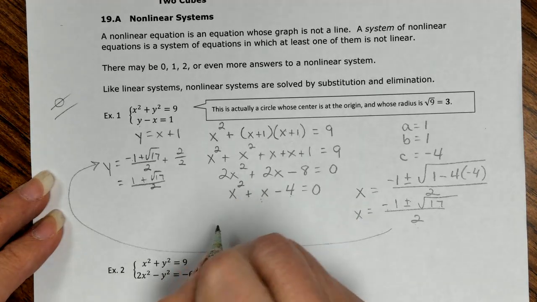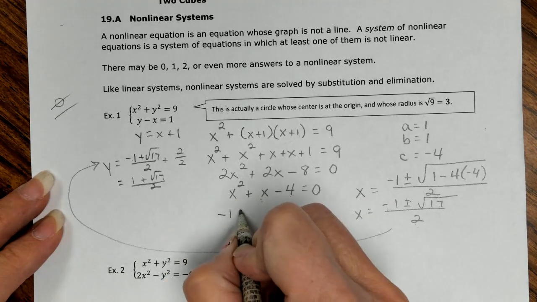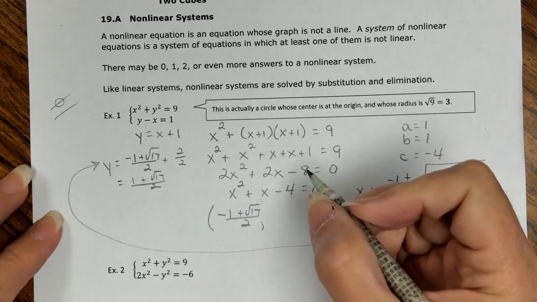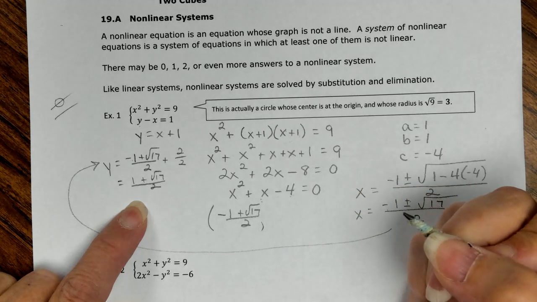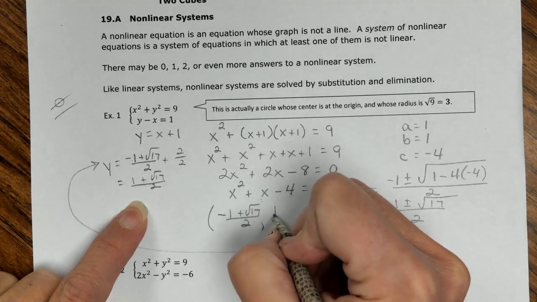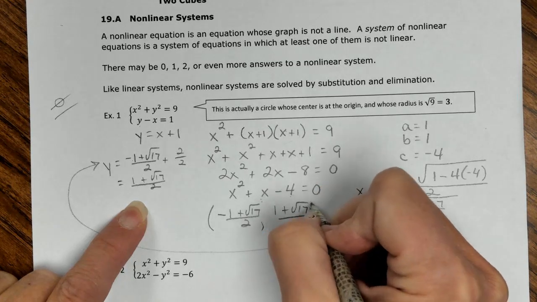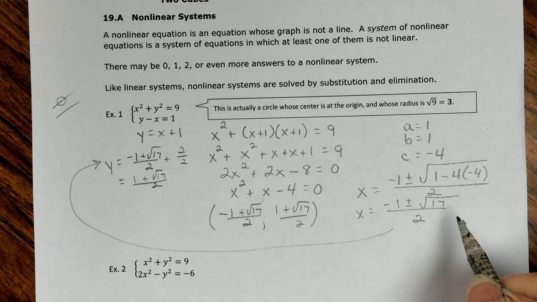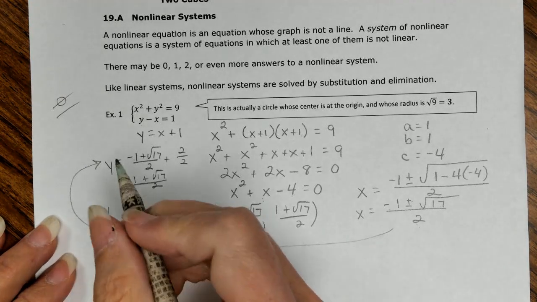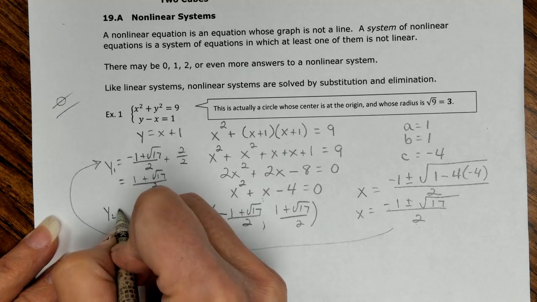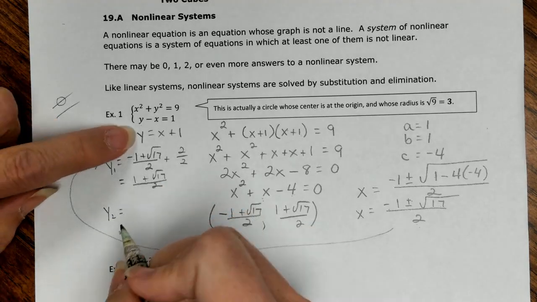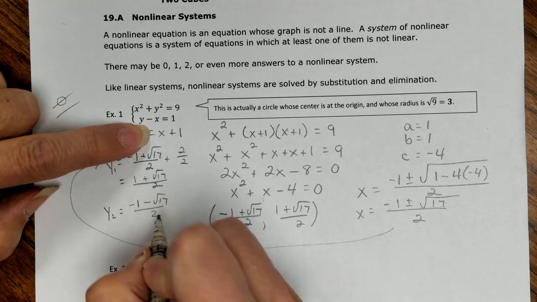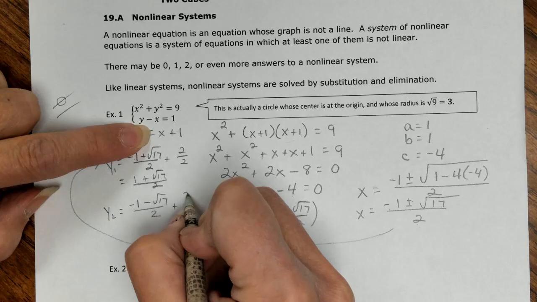I have negative 1 plus root 17 over 2 for my x, and my y is 1 plus root 17 over 2. But x might be negative 1 minus root 17 over 2. So that's the other one. And so that would be negative 1 minus root 17 over 2 plus 2 over 2.